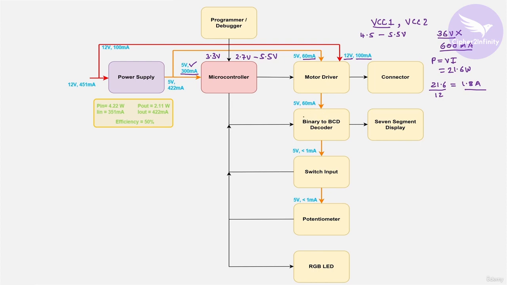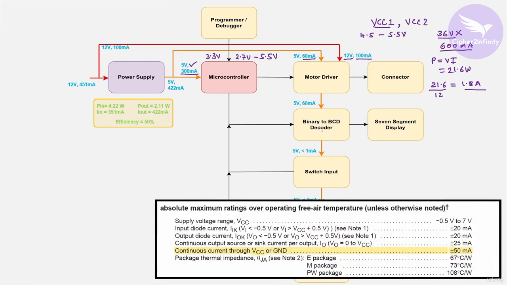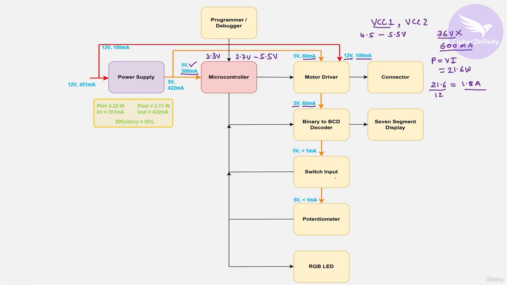In the same way, you have to go to the datasheet of the binary to BCD decoder, and there you will find that this particular IC can work at 5 volt, and the maximum current that this IC can drain is 60 milliampere. Okay. In the same way, for switch input, whenever we use a switch, it's not going to drain much current. It's going to be less than 1 milliampere. When we discuss the switch topic, at that time we will do the detailed calculation. But at this moment, just consider that the switch is going to consume less than 1 milliampere. In the same way, this potentiometer is going to consume current less than 1 milliampere. Okay, and both the blocks are going to work on 5 volt.